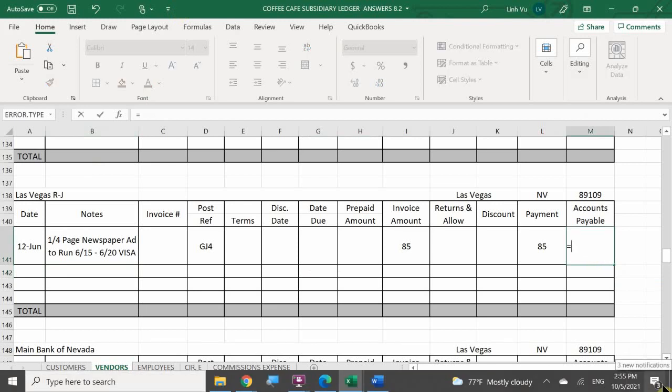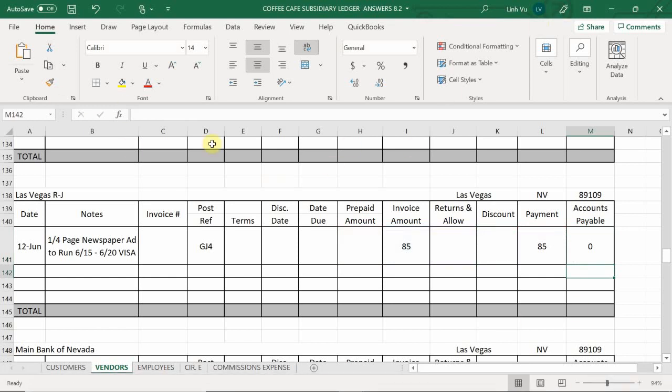So therefore, what a Visa payable does is it acts as if you have money and you paid right then and there. So therefore, you should owe $0 to LVRJ. Okay? Now you have $85 from the bank. You're supposed to record that on the bank from the credit card, or no? In this case, no.